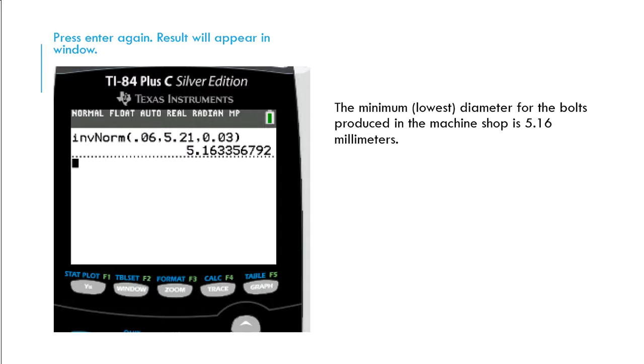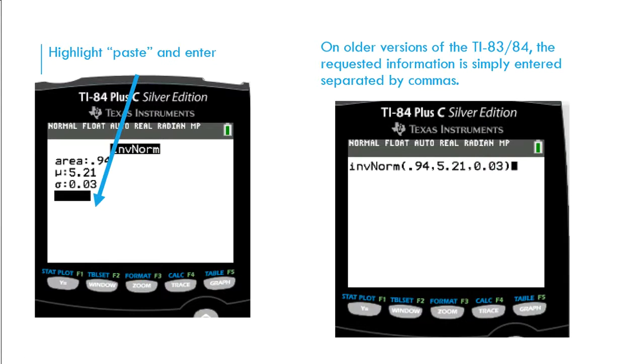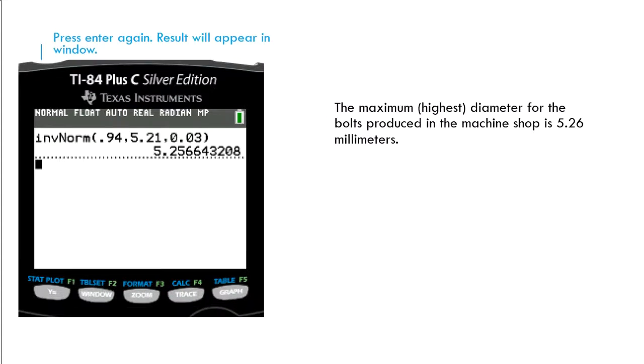Well, what about the upper limit? As you can see here, I did the picture again and I show my upper. So now I want to do 0.94 because it's the top 6%. So again, I put this in the calculator and I get 5.26. So that is the maximum diameter for the bolts produced in the machine shop.